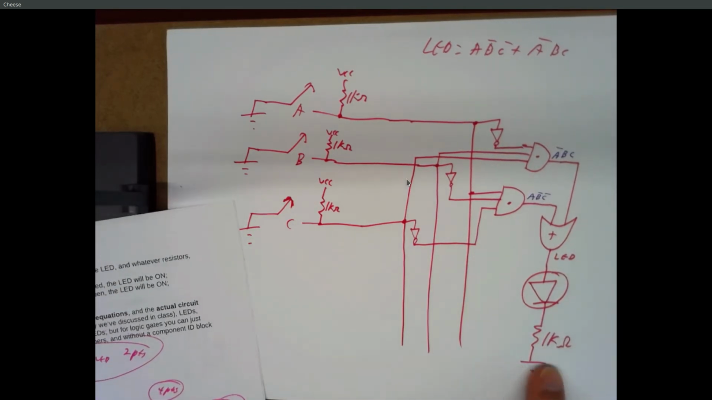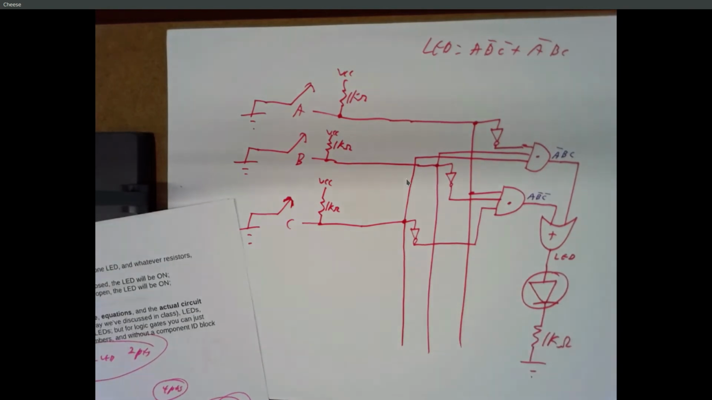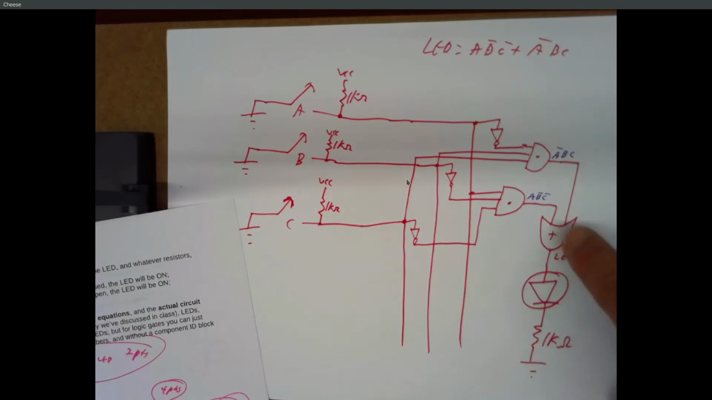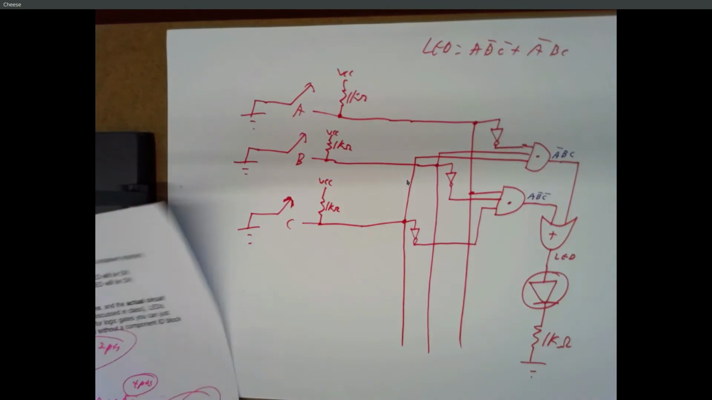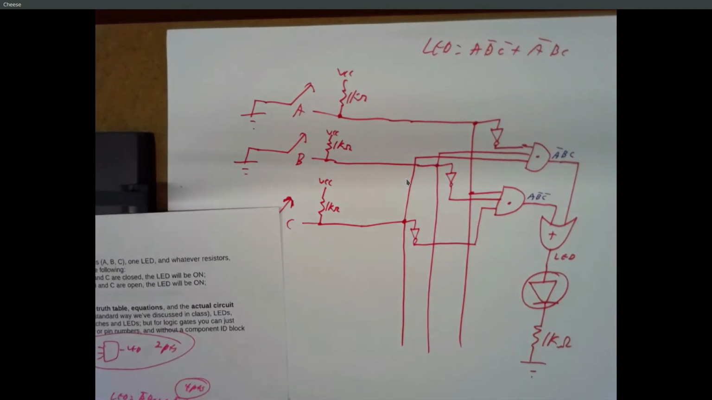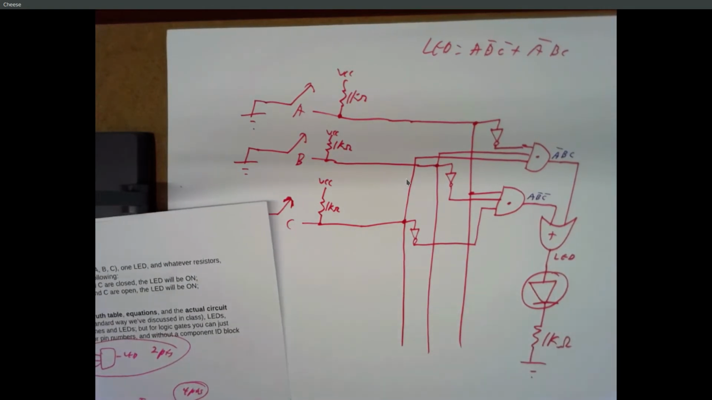If you connect this to power and put the LED in the other direction, this is going to do the opposite. The LED is going to be off whenever the output's 1. It's going to be on whenever this output's a 0. So you're basically getting the complement of this truth table in that case. Make sure your switches are labeled. Make sure your output is labeled.